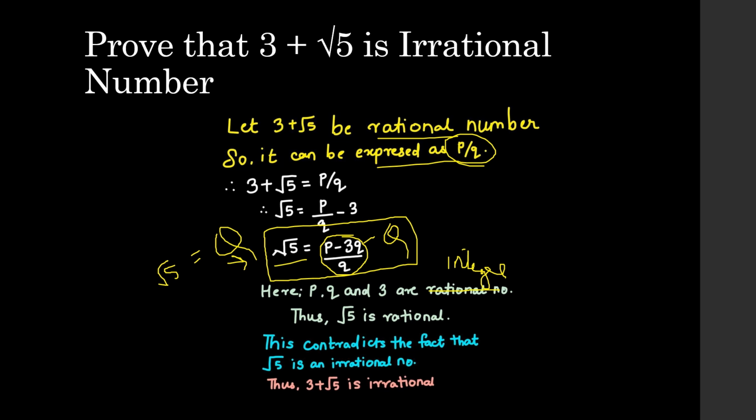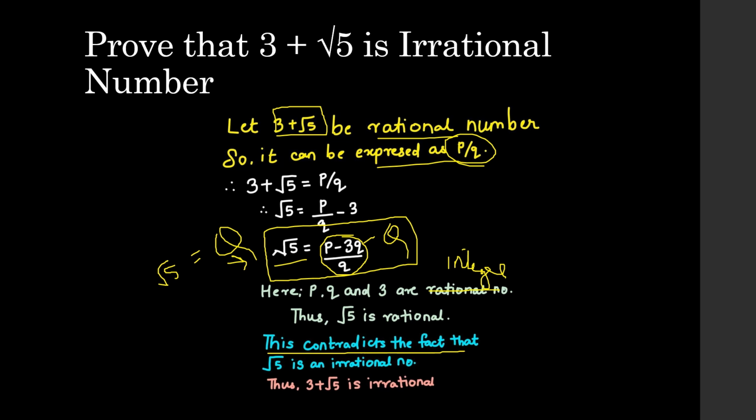So from this equation we come to know that root 5 is rational, but the fact is that root 5 is an irrational number. So the conclusion is that this equation contradicts the fact that root 5 is an irrational number. So we can say that 3 plus root 5 is not a rational number, it is an irrational number.